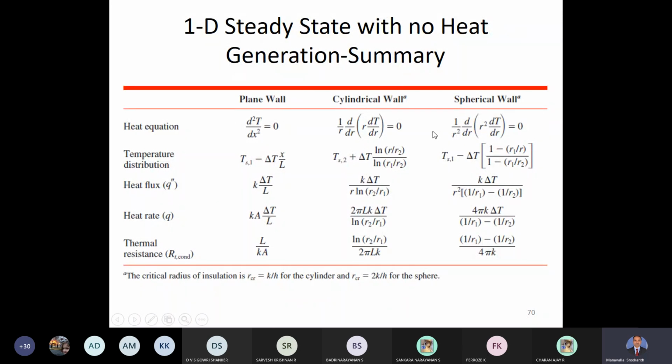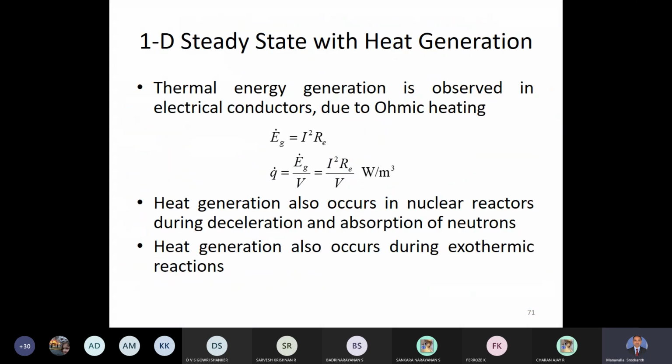So when heat generation takes place, what will be the temperature distribution inside a solid? That solid can be a rectangle, a sphere, or a cylinder. What will be the temperature distribution, and also what will be the heat transfer? These two questions we'll try to answer by including the heat generation. So 1D steady state with heat generation. Now what is the importance of this?